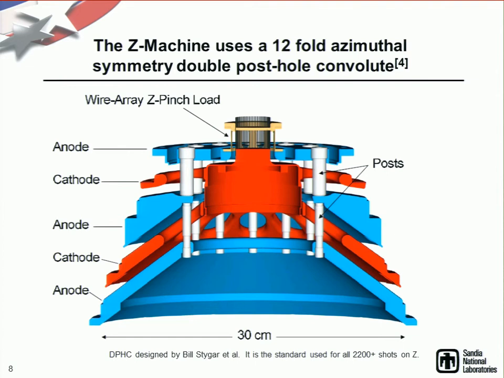And then additionally, they actually have a 12-fold azimuthal symmetry, which is basically to try and make a uniform current around this, and it also acts to reduce the inductance in this region, which is important for having a fast rise time and a high current pulse.